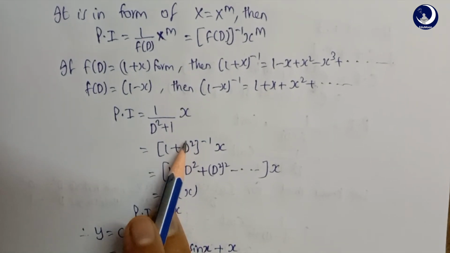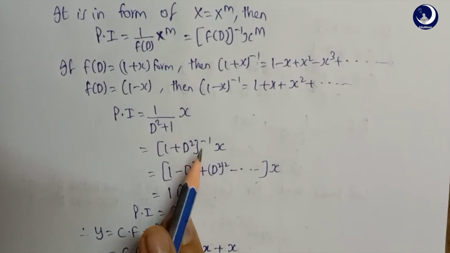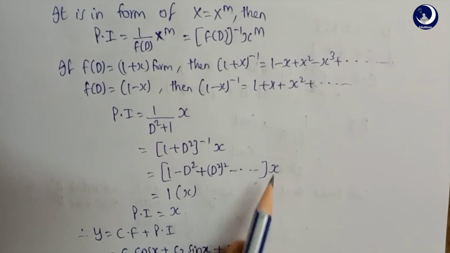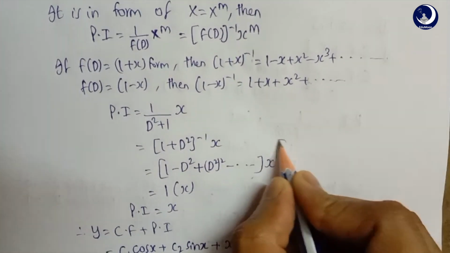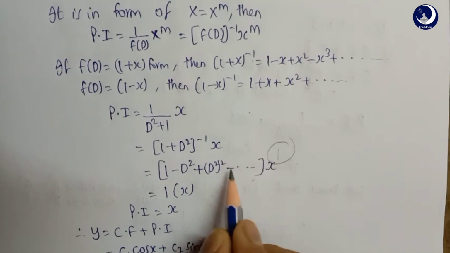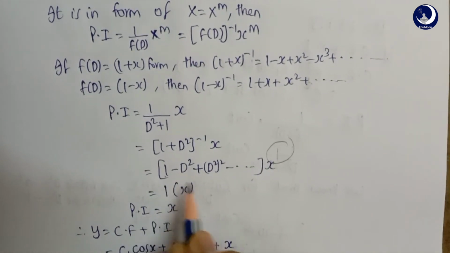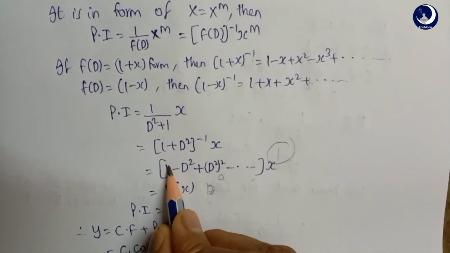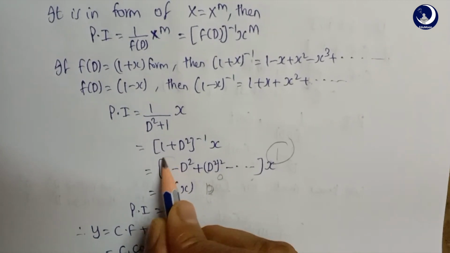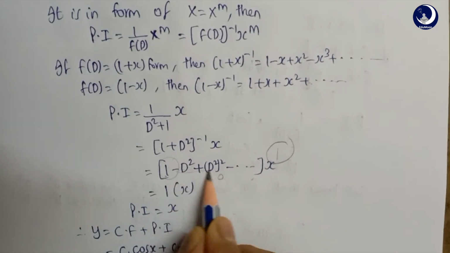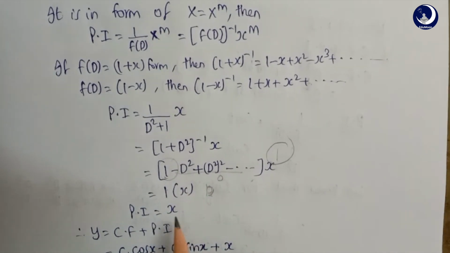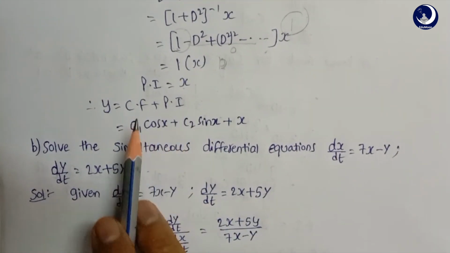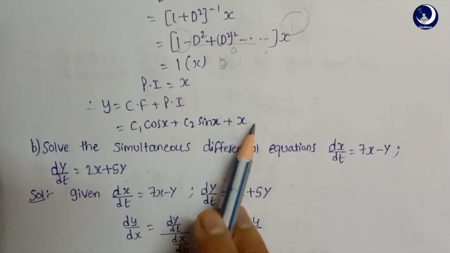By replacing the inverse function, we got (1 plus D square) whole inverse into x. That means 1 minus D square plus D square whole square. Alternatively, here the power is 1, so I require only the terms below 1. That means x power 0, D power 0. Here D power 0 means 1, that means this 1 represents D power 0. So I took only one value and I don't consider these values. 1 into x is x. This is the particular integral. Finally we got y equal to complementary function plus particular integral, that is, y equal to c1 cos x plus c2 sin x plus x.